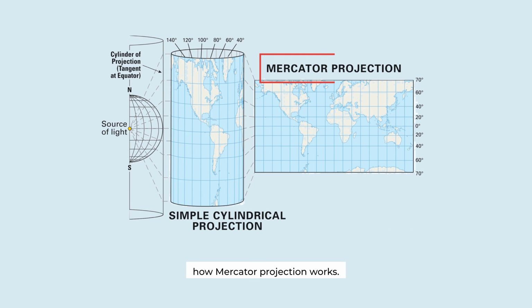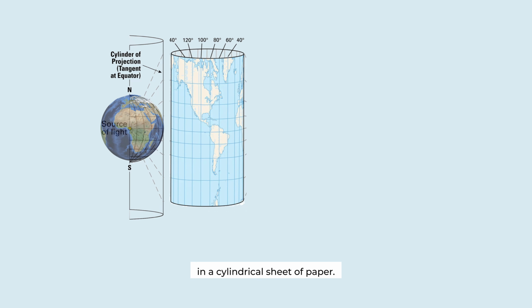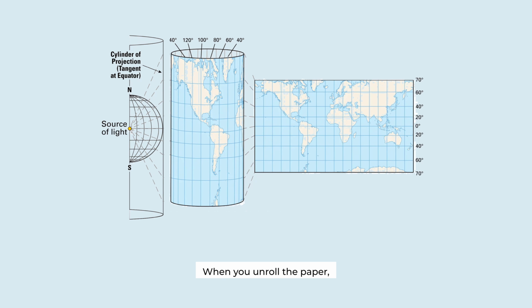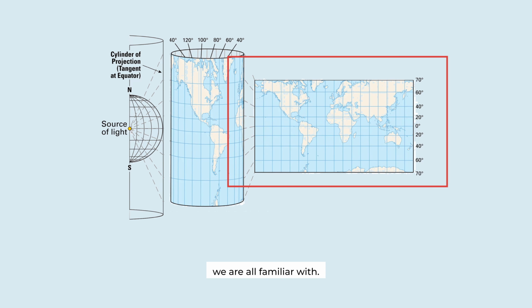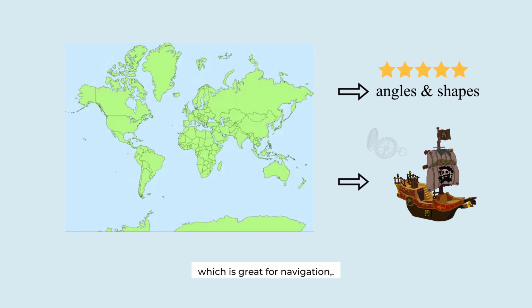Here is how Mercator projection works. Imagine wrapping the Earth in a cylindrical sheet of paper. A light shines out from the Earth's center, projecting the shapes of continents onto that paper. When you unroll the paper, you get the map we are all familiar with. This type of map preserves angles and shapes, which is great for navigation.